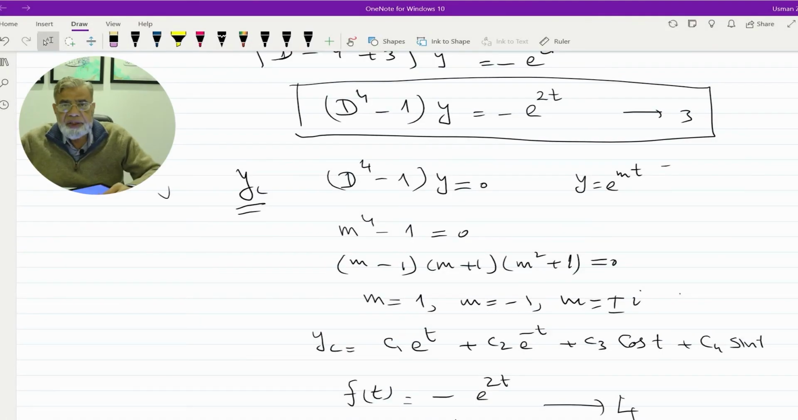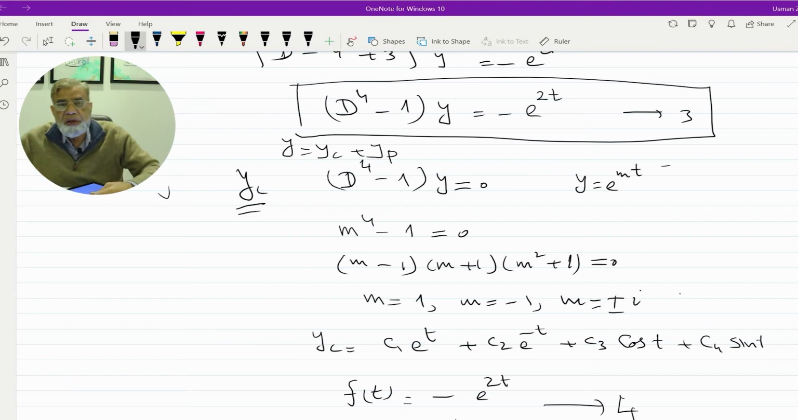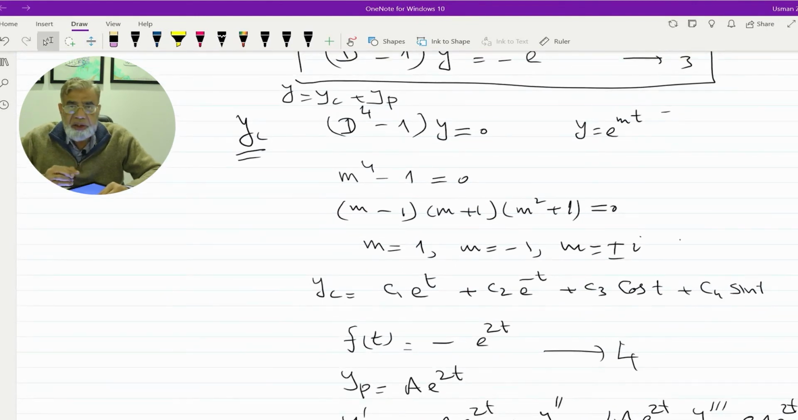So we have equation 3, our differential equation, which is a non-homogeneous differential equation, and we have two parts of the solution. We say y equals yc plus yp. First we find the homogeneous part of the solution, that's yc. We make the substitution y equals e to the power mt. So we get the characteristic equation, m to the fourth minus 1 equals 0.